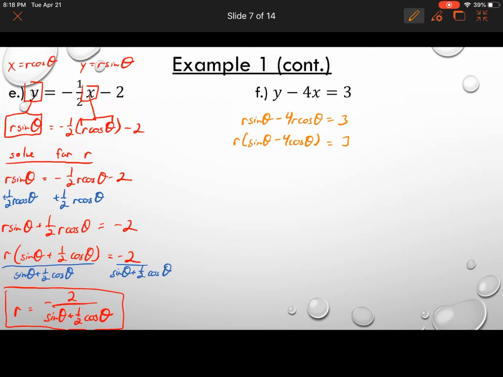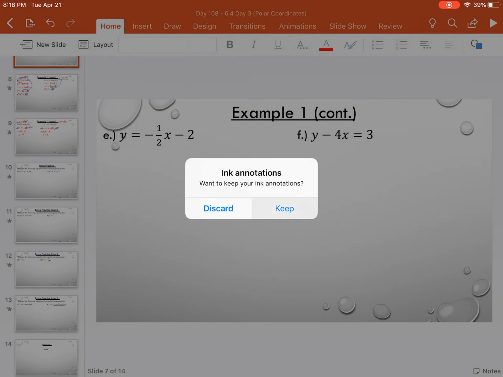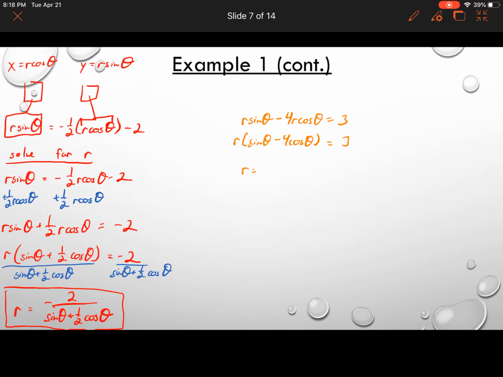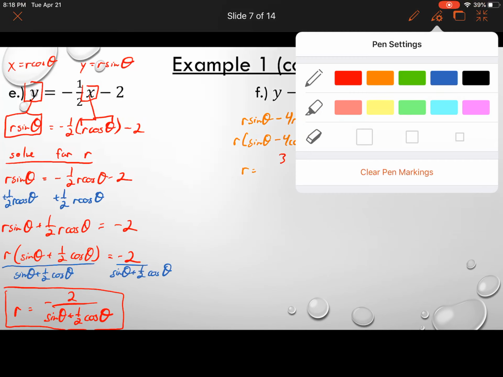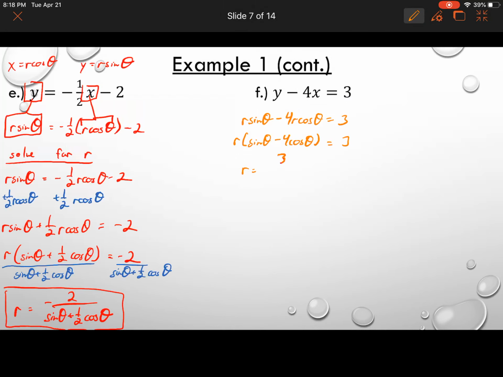And now to get r by itself, we just divide both sides by what's inside the parentheses. So r is equal to 3 over sine theta minus 4 cosine theta. So that would be our final answer if, let's say, we had to solve for r or get r by itself. Otherwise, we could have just stopped here. But if we wanted to get r by itself, that's how we could do it.